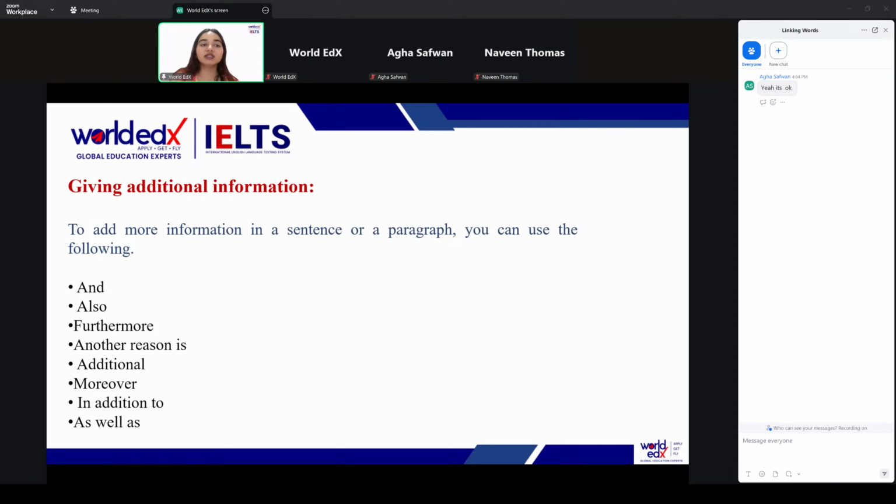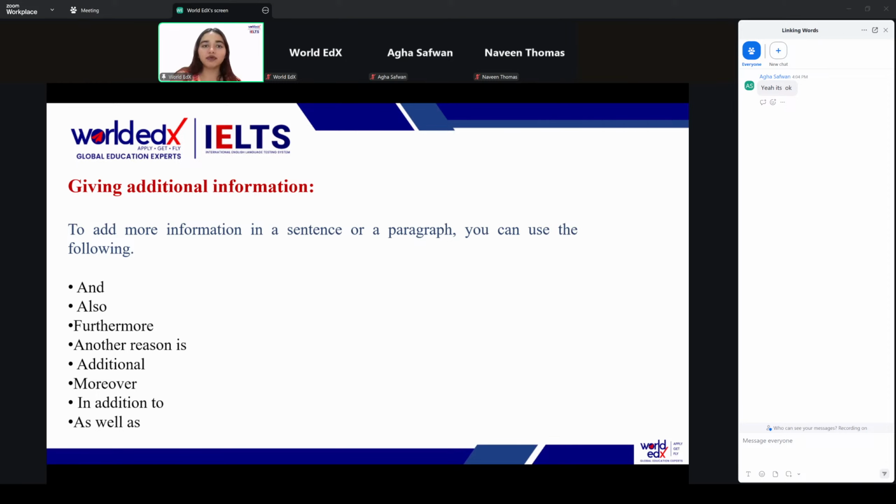whatever your speech is. So whenever you want to give any extra piece of information, you would say also, and, therefore, furthermore, another reason is, additional, moreover. So all of these connectors can be used synonymously. That means you don't really have to restrict yourself to using one kind of connector. You can definitely keep on adding more connectors. Having said that, remember that these connectors have to be used contextually. You cannot sprinkle words out of context.